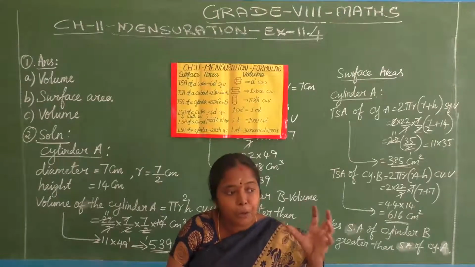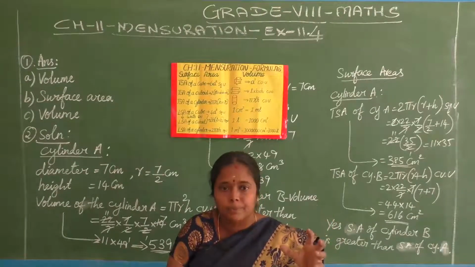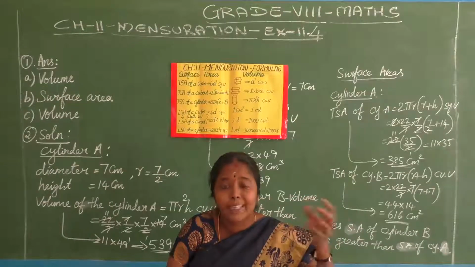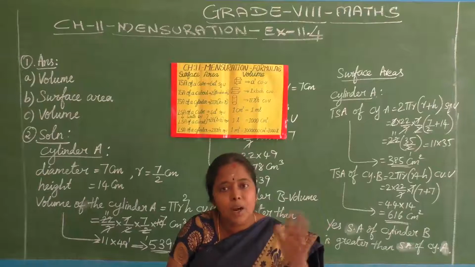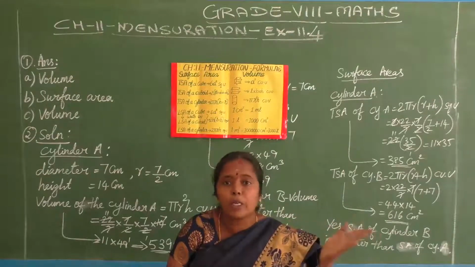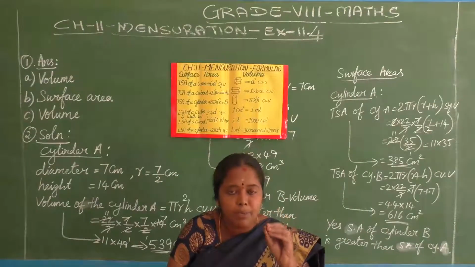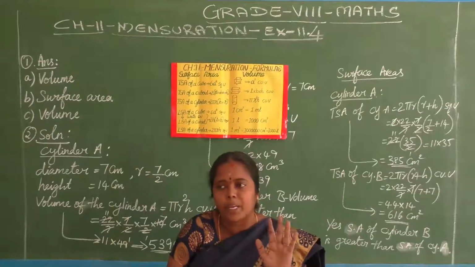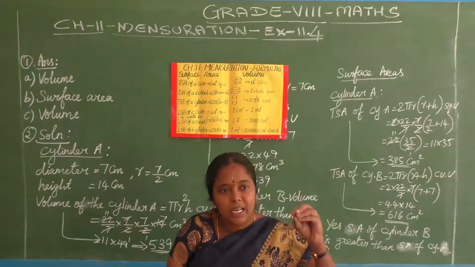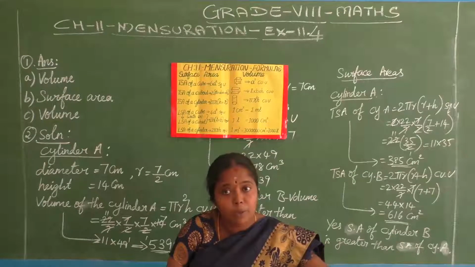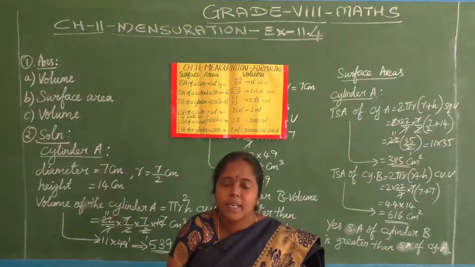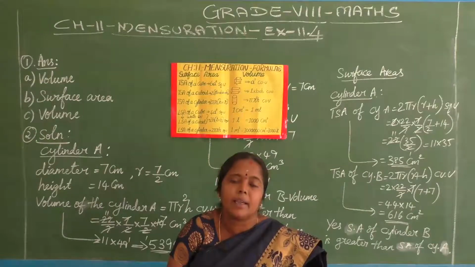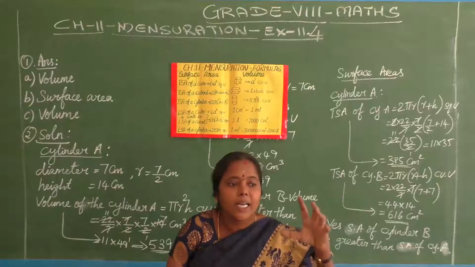For example, if you take a 1 liter water bottle, what is the volume? Nothing but capacity. There is not much difference between volume and capacity. Both are similar words only, both give the same meaning only. Volume tells the amount of space occupied by an object. Capacity also gives the same meaning only.